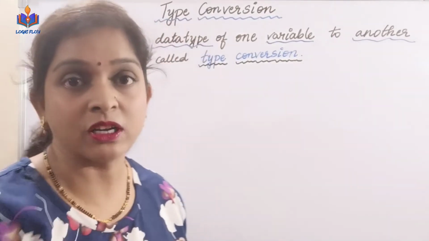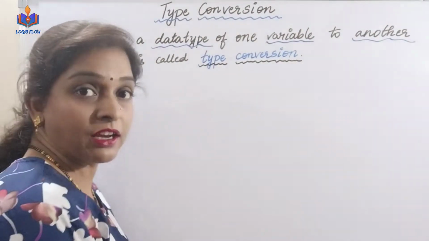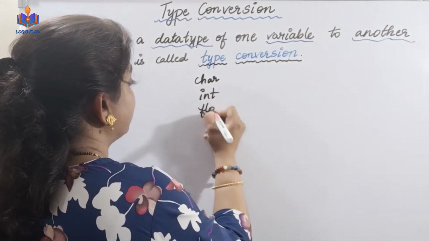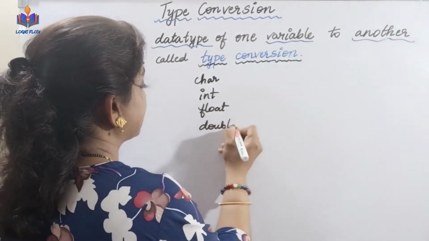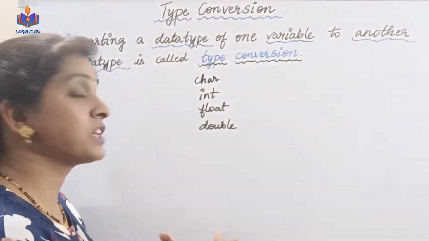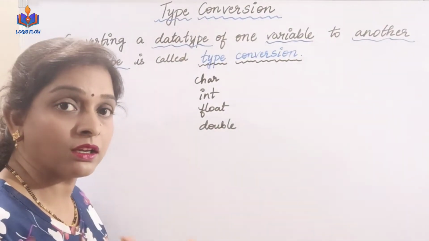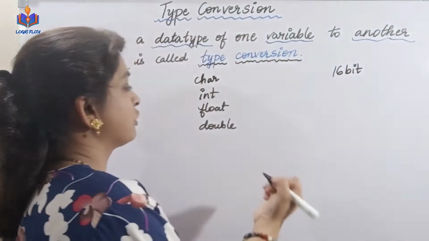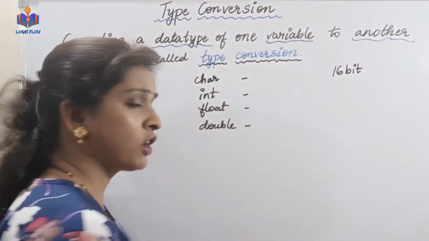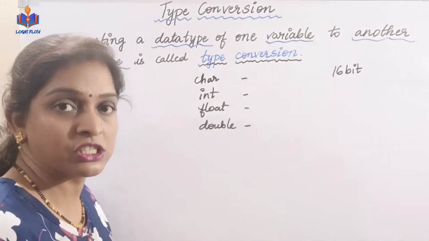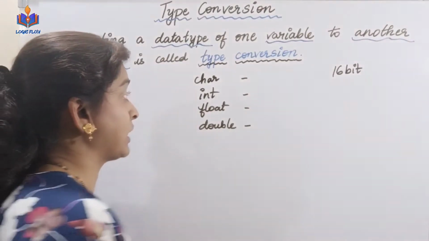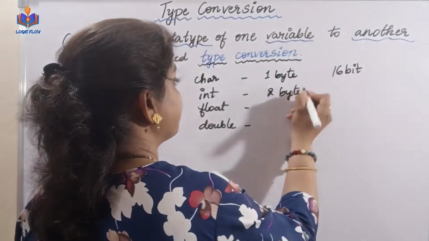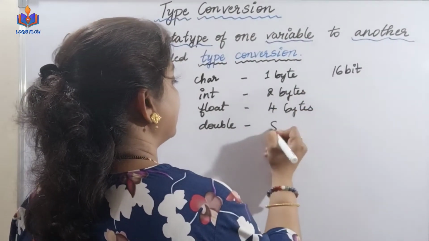So let us talk about the fundamental data types. We have the character data type, the integer data type, the float data type and the double data type. All the data types are associated with different memory allocation, and it varies from machine to machine. So let me talk with respect to a 16-bit machine. For integer, character, float, double, the storage capacity is like this. We've already discussed these data types and their storage capacity in the previous videos. Please do check that out. Character takes 1 byte, integer 2 bytes, float 4 bytes, double 8 bytes.